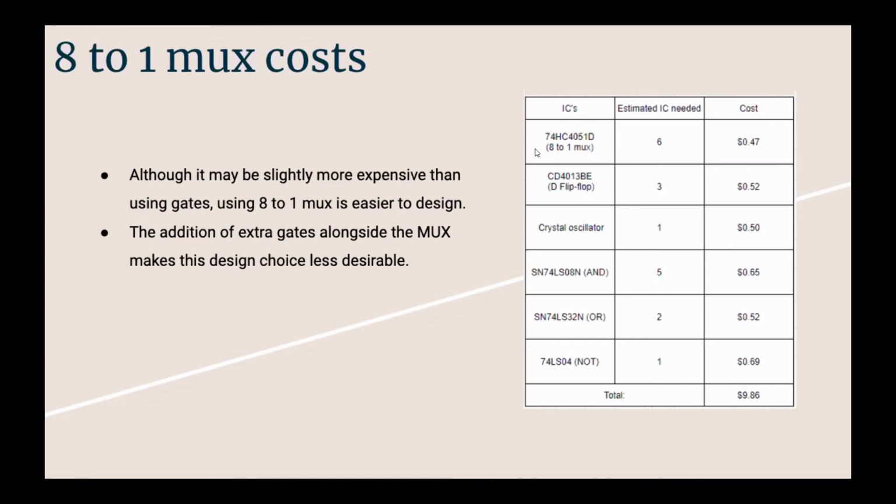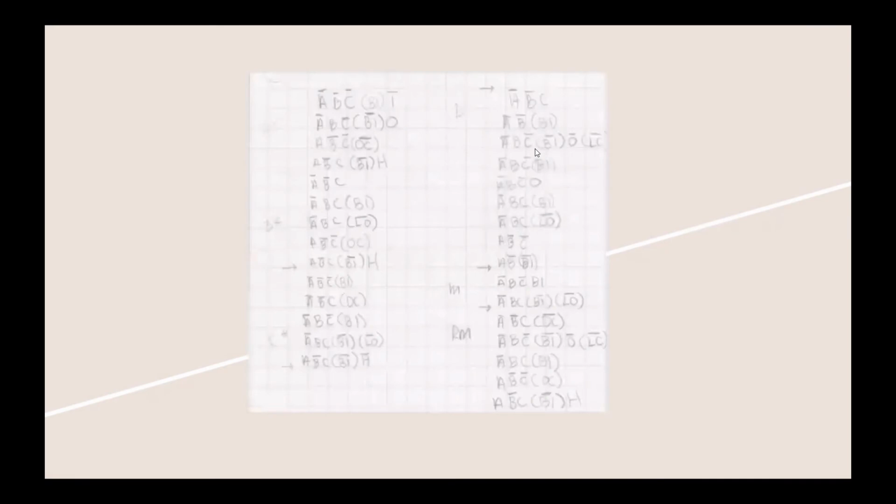So it came out a little more expensive than just using our logic gates, but it was easier to design than straight up using my logic gates. And the additional cost of the gates alongside the MUX makes this design choice, again, less desirable. And then right here, I have a quick picture of my Boolean expressions for my next hardware, which is PAL.